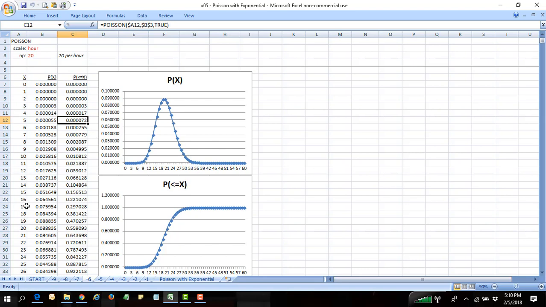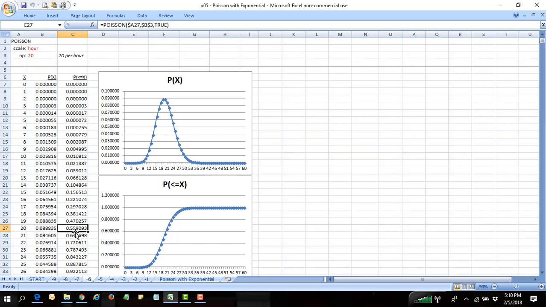So if I want to know from my expected 20, what's the probability of actually getting 20, it's not quite 9%. But the probability of getting 20 or less is already at roughly 56%. So it's a skewed distribution. The tail over here on the right is much longer than the tail on the left.